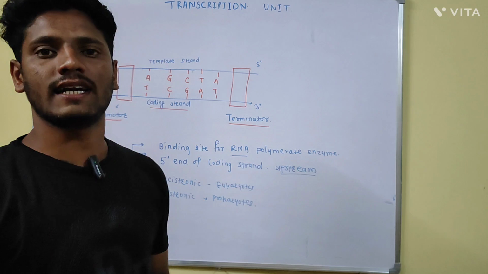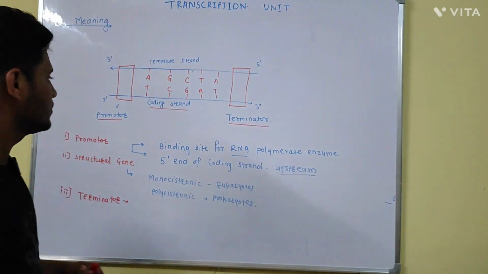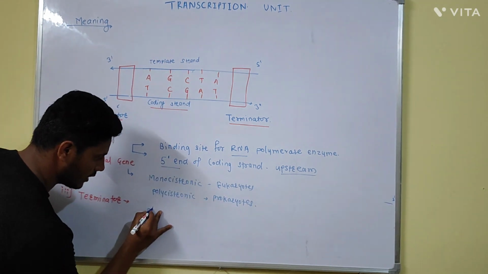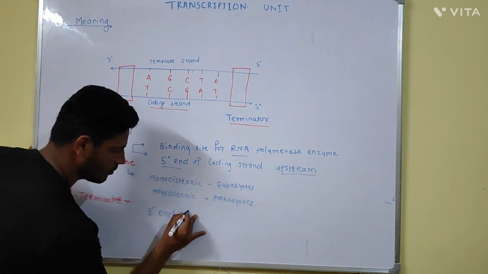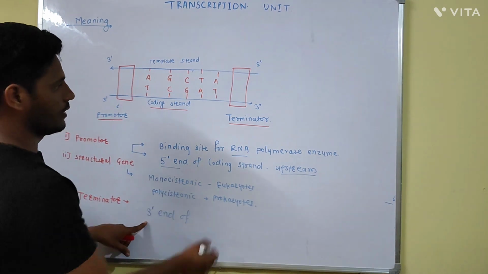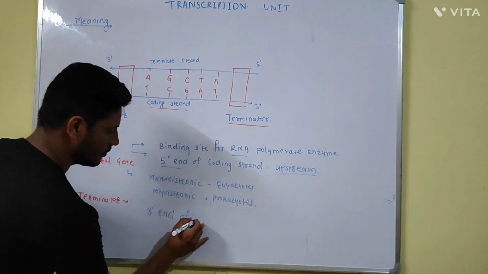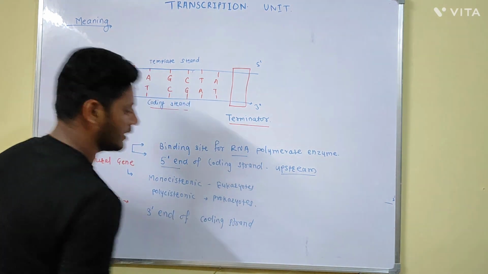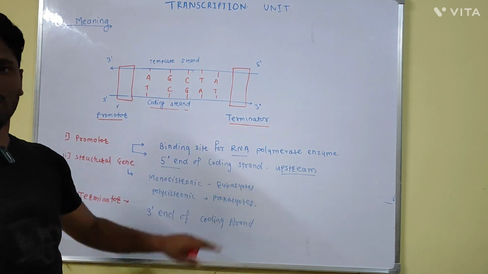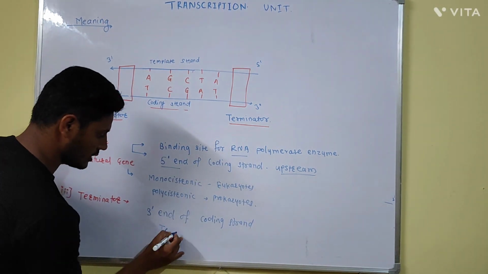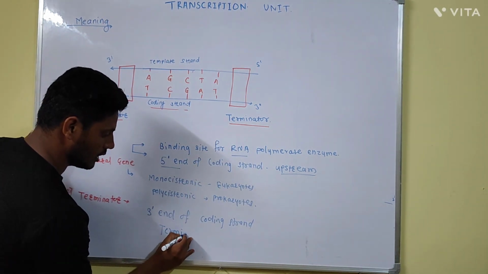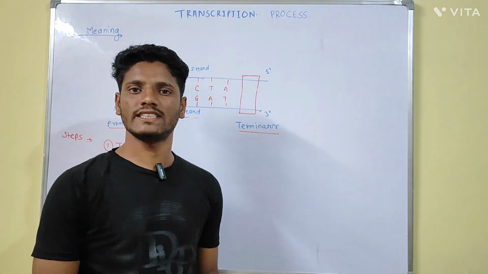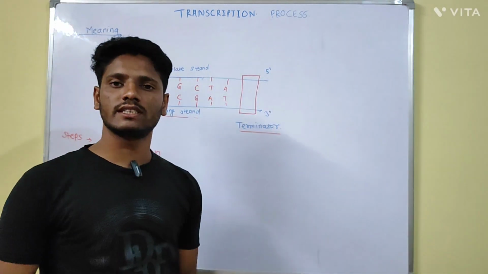And the last part of the transcription unit is the terminator region. It is present at which end? Yes, the 3 prime end of the coding strand. And it defines the termination process. At this end, the process of transcription will get terminated. It will end. Now we will see how the actual transcription process takes place.